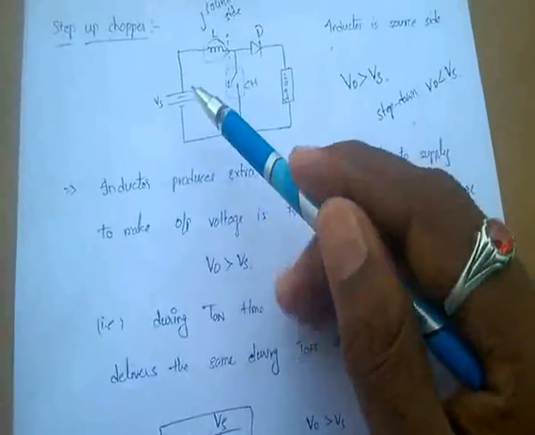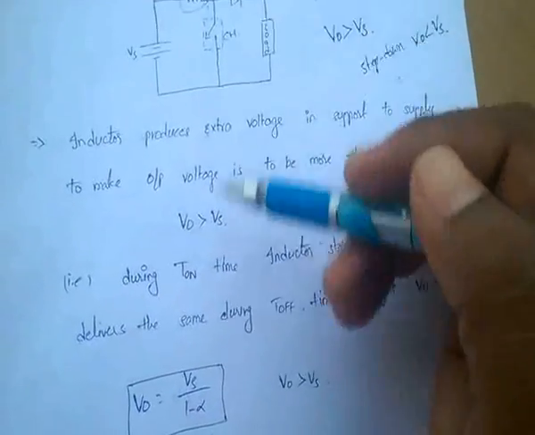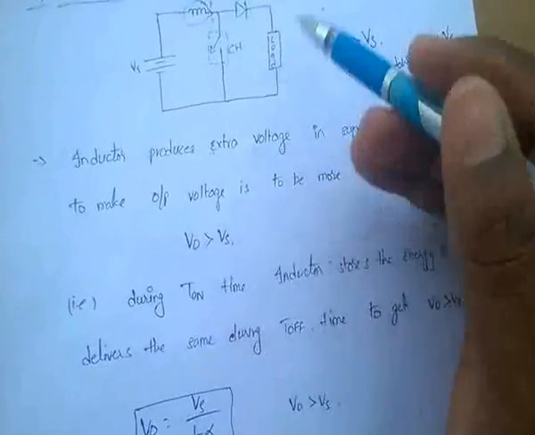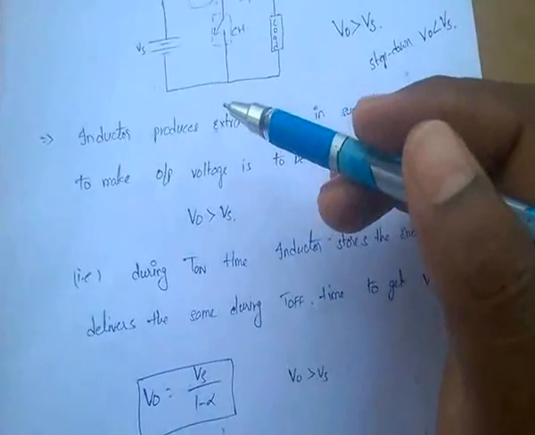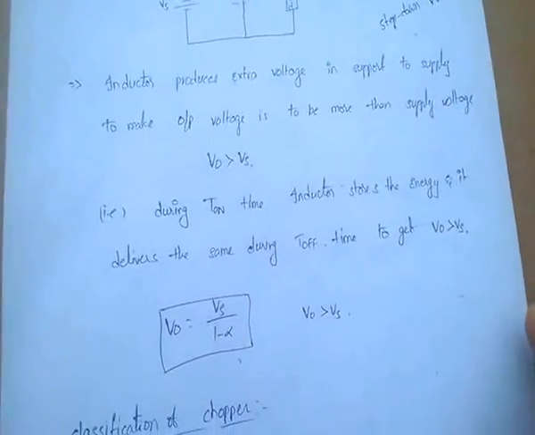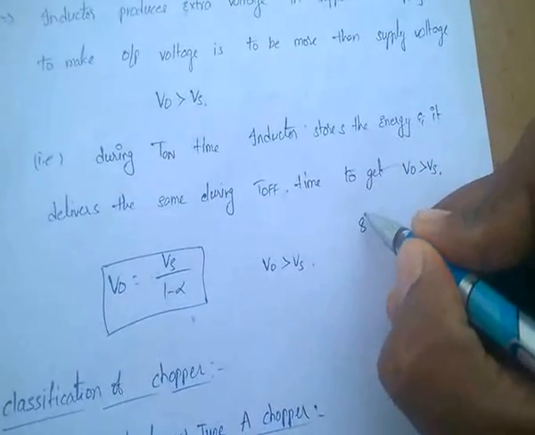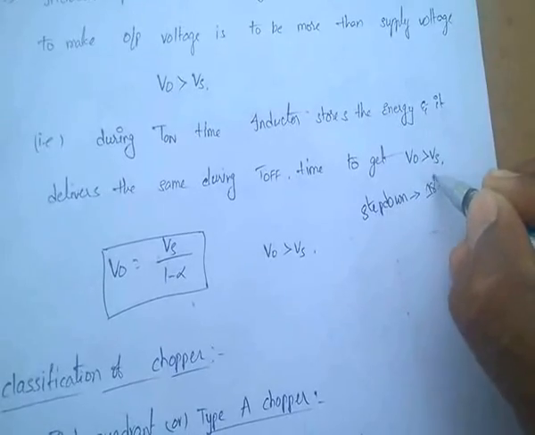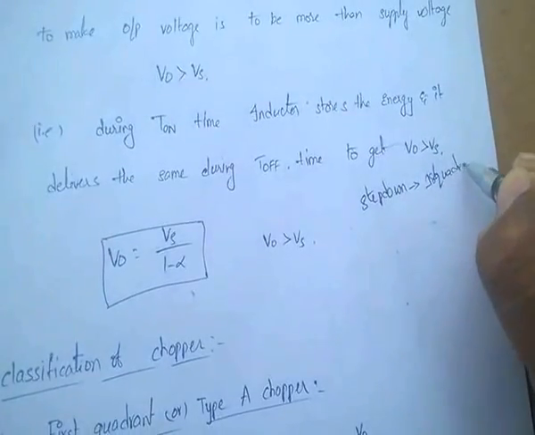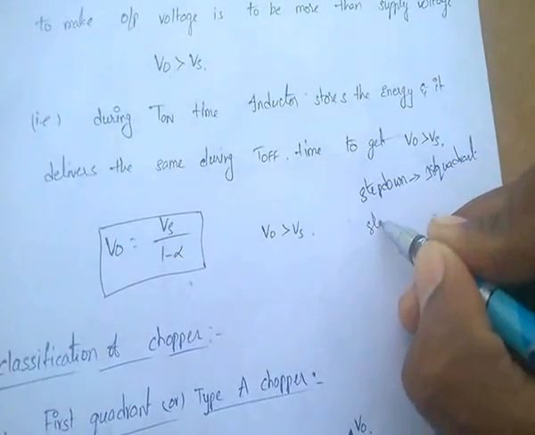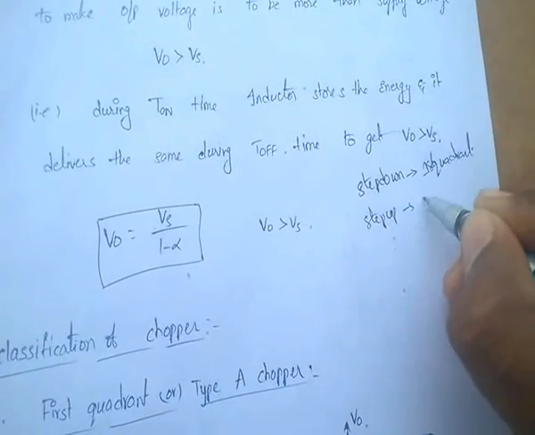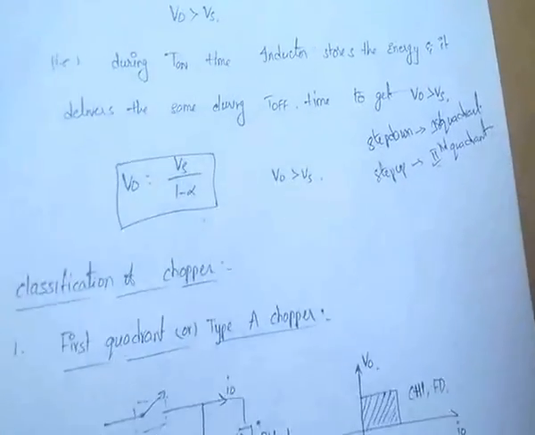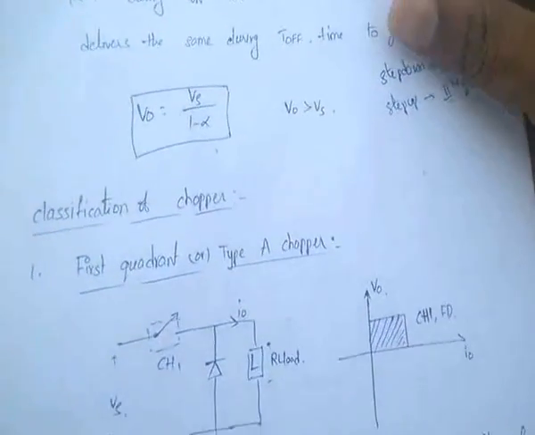And this step up chopper works in the second quadrant. In case of step down chopper, it works in the first quadrant. That means step down: first quadrant; step up: second quadrant. I will explain this later.